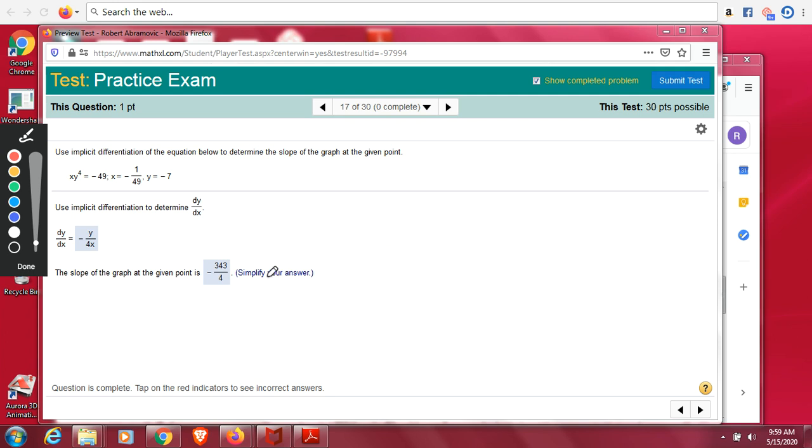The slope of the graph at the given point, equivalently the slope of the tangent line to the graph at the given point, is negative 343 over 4.